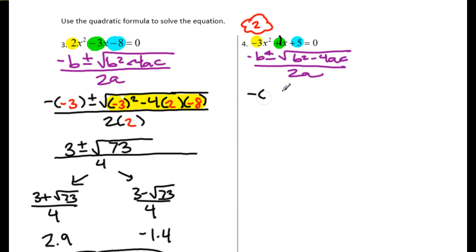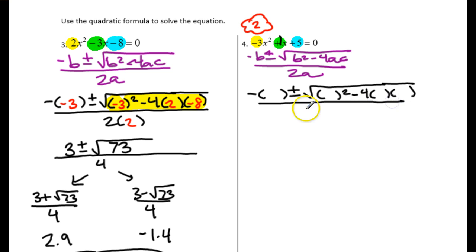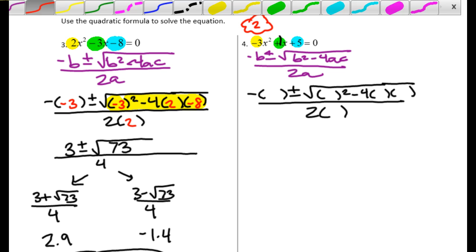Negative, always have the negative in front, whether the b is positive or negative. Parentheses just for the b value. Plus or minus square root of b squared minus 4 times a times c, all that over 2a. Alright, let's go back and plug in our values.